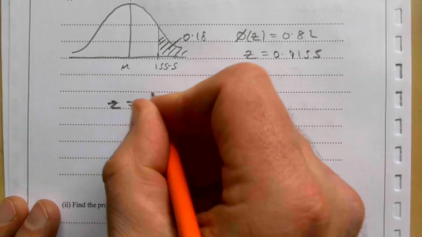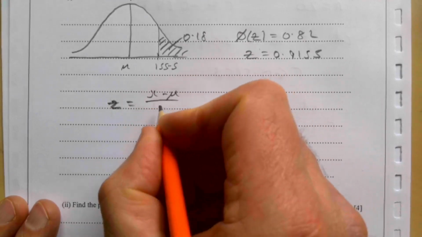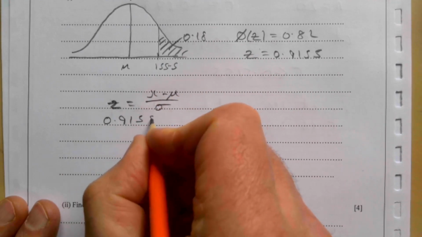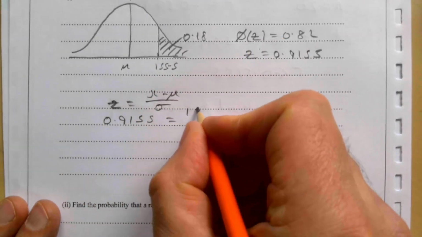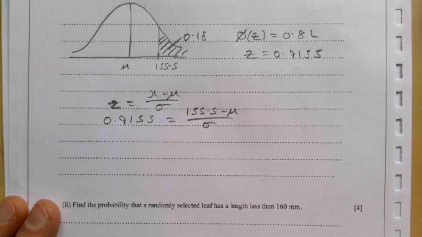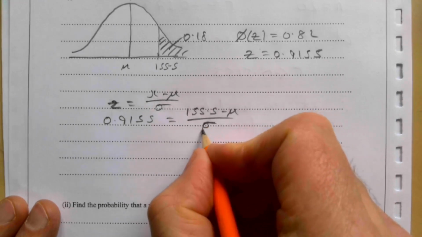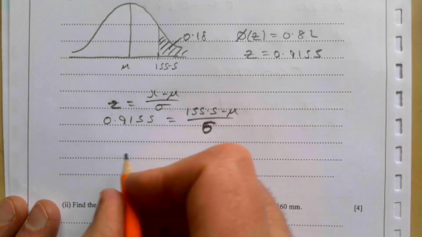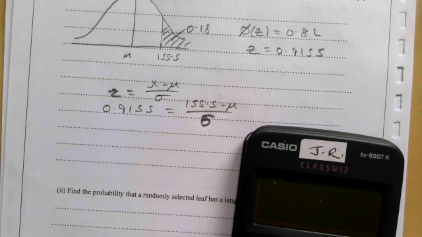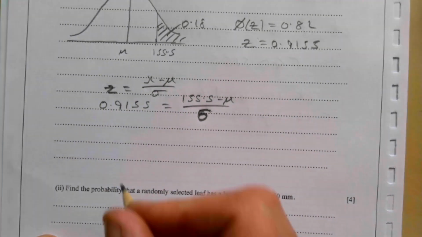Using my formula, z is x minus mu all over sigma, so 0.9155. My x value here is 155.5, take away mu, and then sigma in this case is 6. So multiplying through, I'm going to get my calculator. 0.9155 times by 6 gives me 5.493.